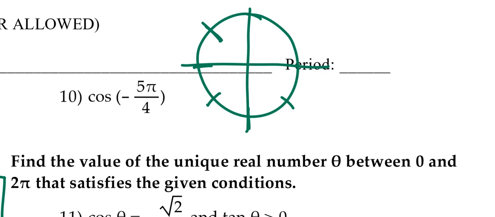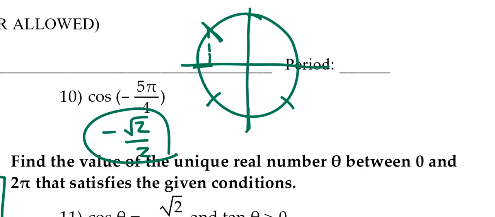We should know the answer to this because we were just there on the last question. Negative radical 2 over 2. Remember, it's an x value? We're on fire. Yes. Okay.